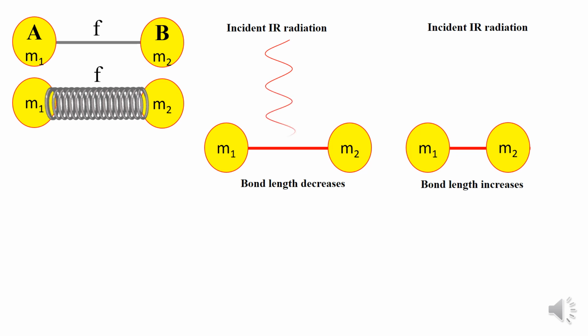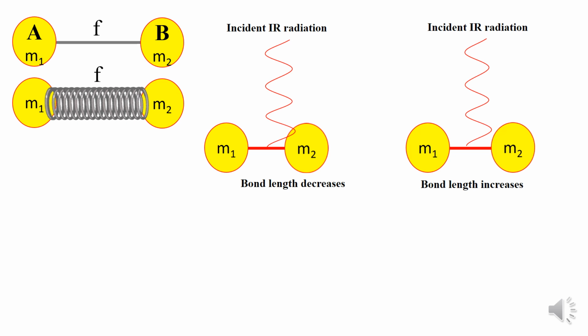Now when the IR radiation strikes the covalent bond holding the two atoms together, it tends to induce bond vibrations, and this can lead to stretching and bending vibrations. Now during stretching vibrations, the bond length may either decrease or it may increase. So these are the two possible outcomes when the IR radiation interacts with the covalent bond.